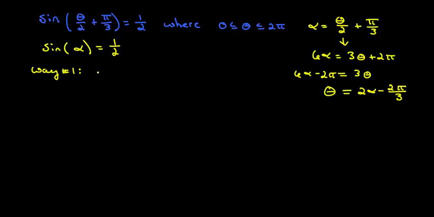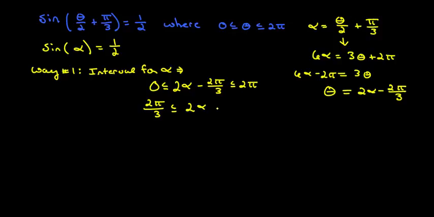So that means for way number 1, the first thing we have to do is figure out the interval for alpha. So to do that, I solve for theta over here, and then I insert it into here. So this is going to give me 2 alpha minus 2 pi over 3 is less than or equal to 2 pi. So now what I'll do is I'll move the 2 pi over 3 to each side. So we'll add it. And 2 pi plus 2 pi over 3, this is going to become 6 pi over 3. So when I add these, I'm going to get 8 pi over 3.